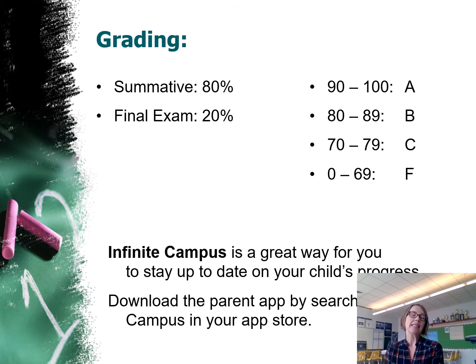Our grading scale right now is very different from what it normally is. We basically have two categories. We have summative assignments and we have our final exam. Our summative assignments are things like quizzes, tests, projects, really it could be anything, but it's generally more major assignments. And that is what is factoring into the student's grade right now as 80% of their overall class average.